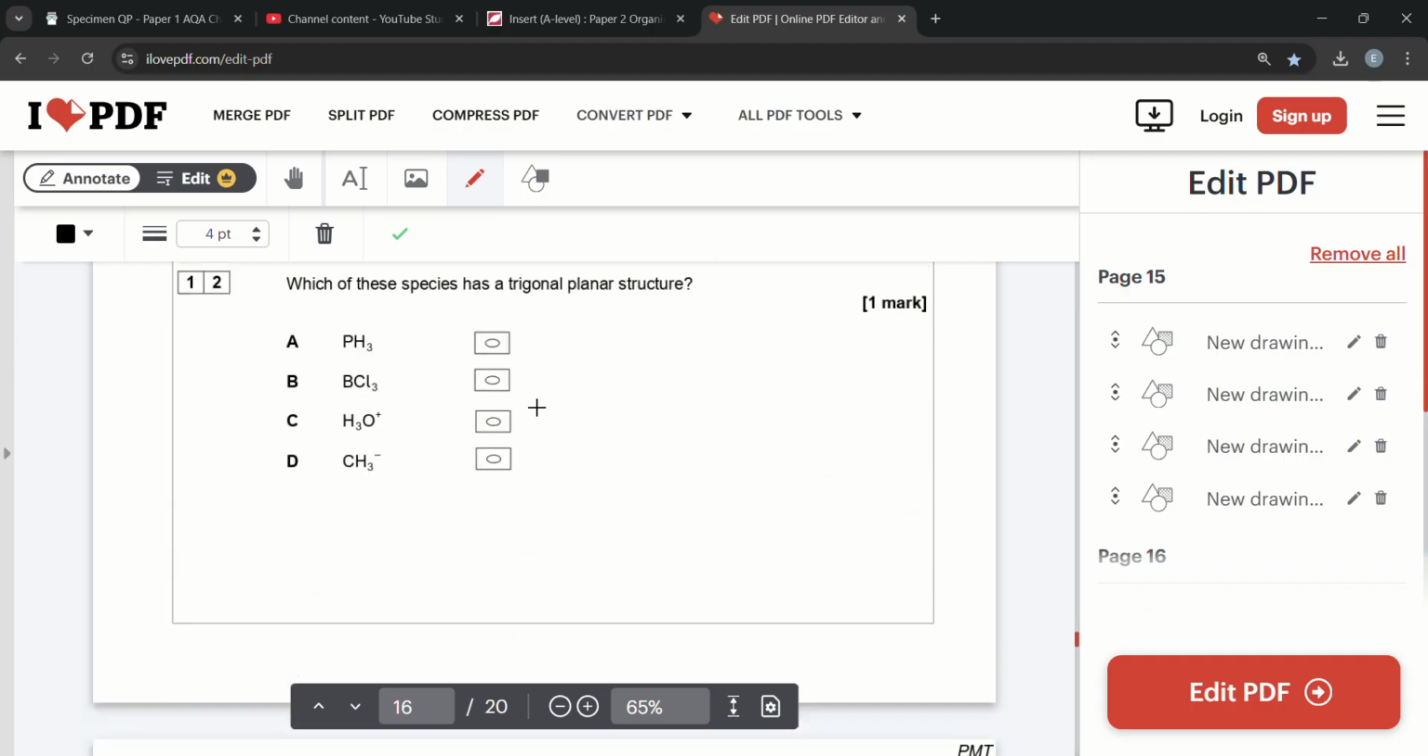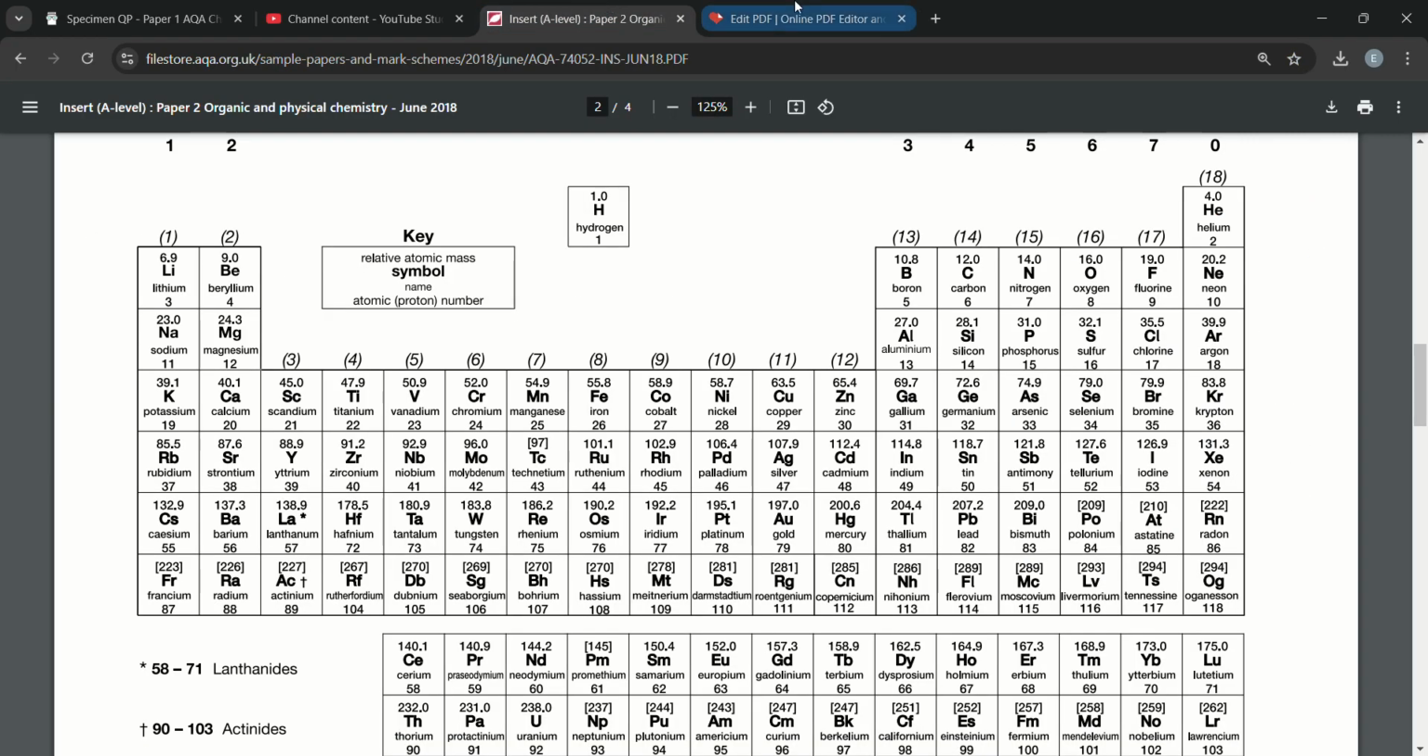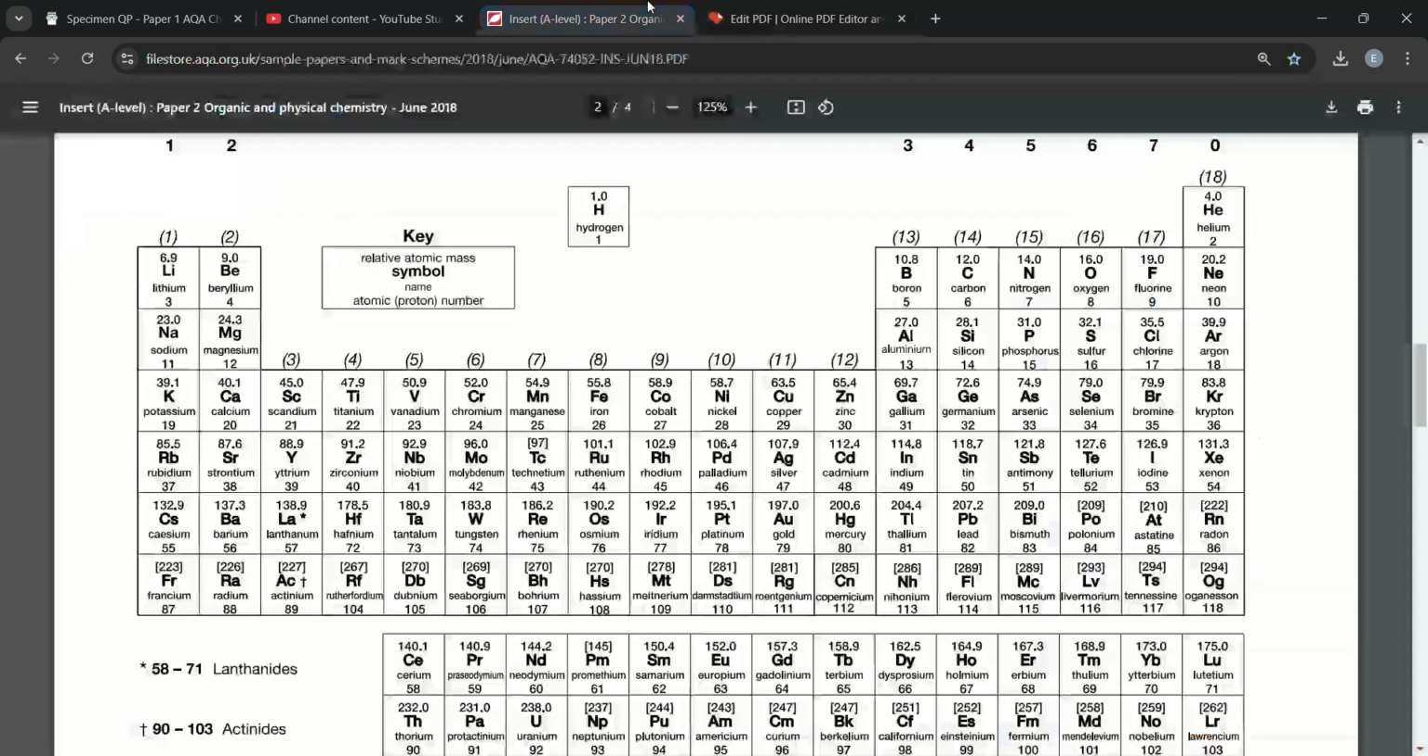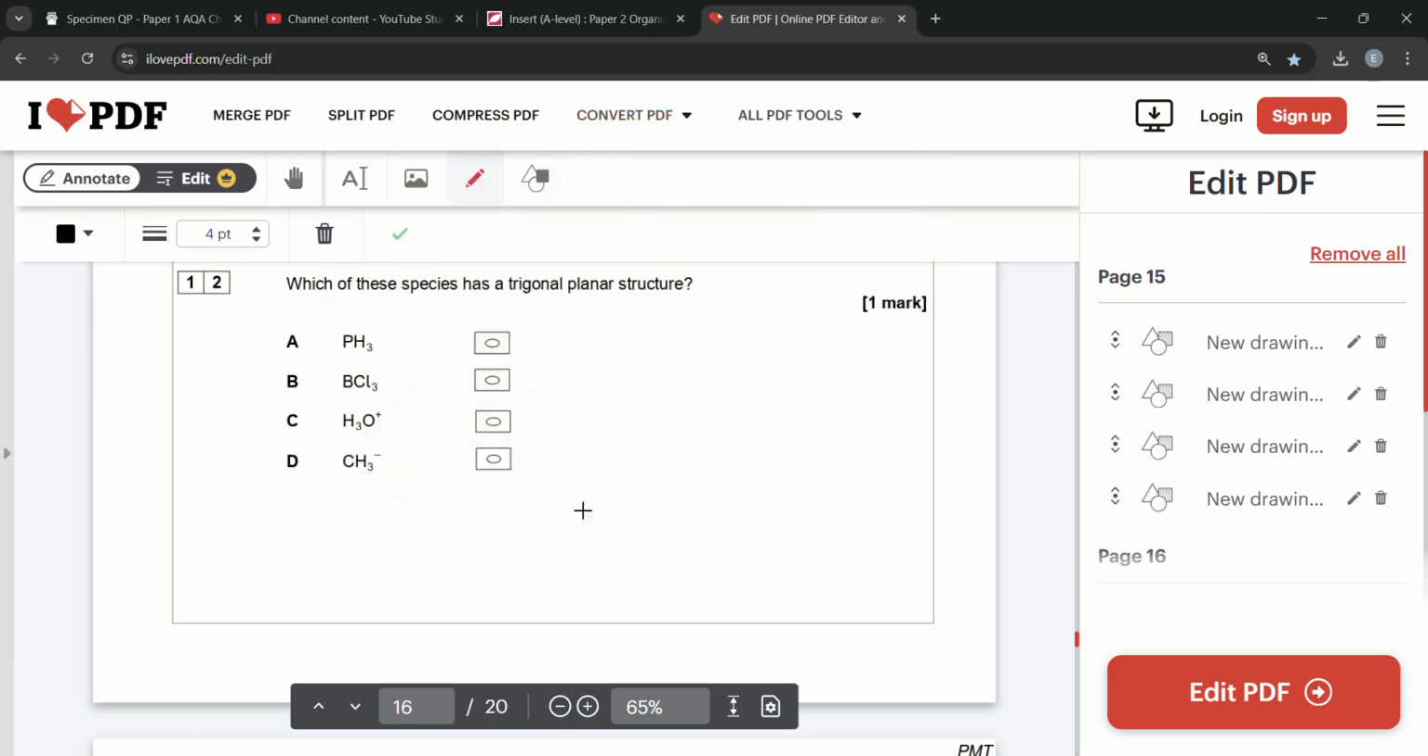Question 12. Which of these species has a trigonal planar structure? Phosphorus is in group 5, with 3 bonding pairs, so it's not going to have trigonal planar. BCl3, boron's in group 3, bonded to 3 chlorines. It will have a trigonal planar structure.